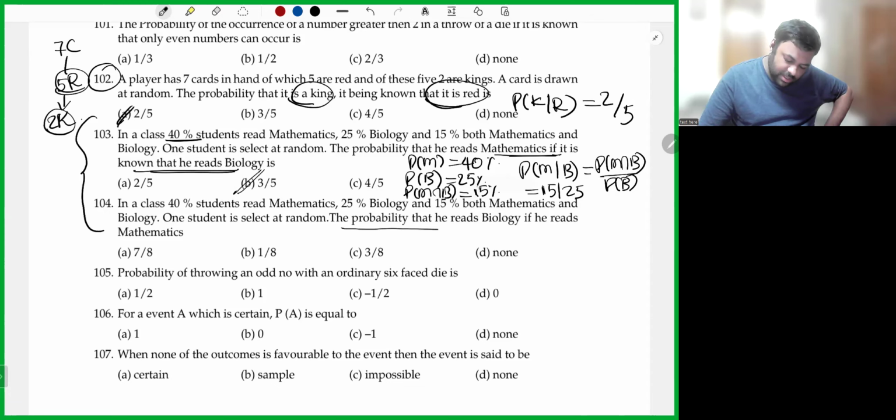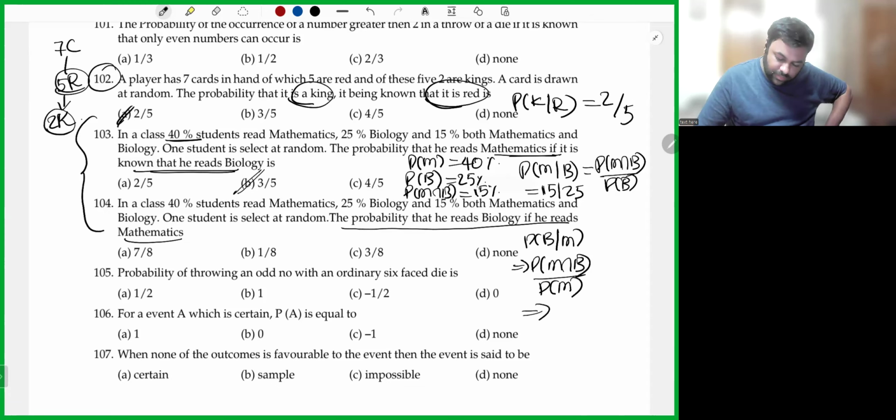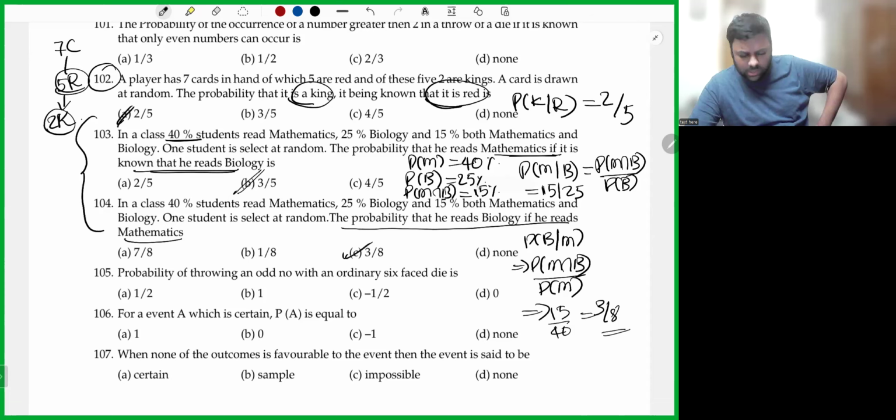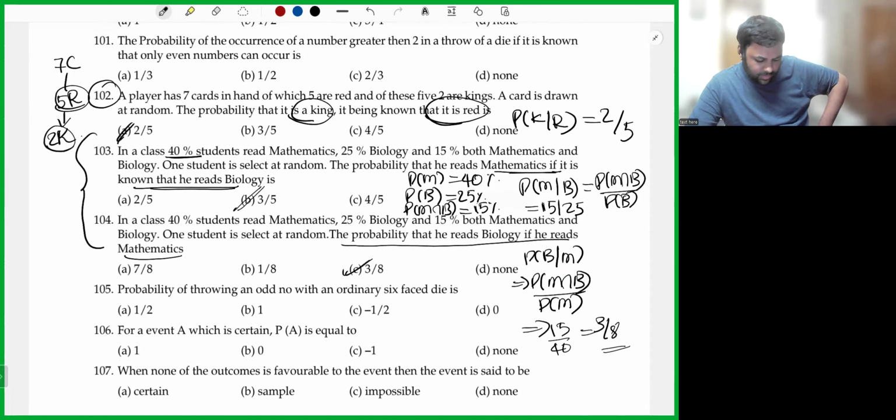Probability that he reads biology if he reads mathematics. P of B by M. P of M intersection B whole divided by P of M. M intersection B 15, P of M 40. So 5 3s are 15, 5 8s are 40. So 3 divided by 8. Okay. Simple questions, nothing much difficulty. Okay. So that's it, my dear friends. Balance things we'll do in the next session.